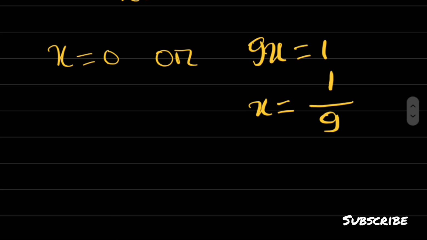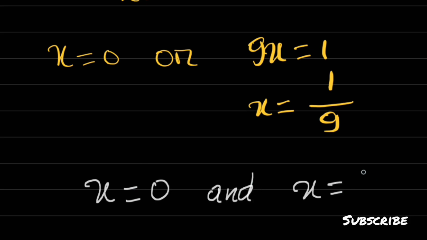So finally, as solution of that equation, we have x is equal to 0 and x is equal to 1 over 9.